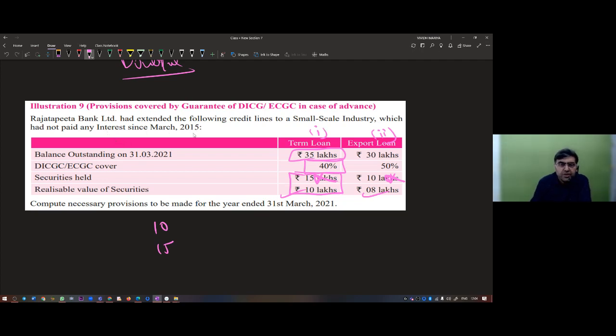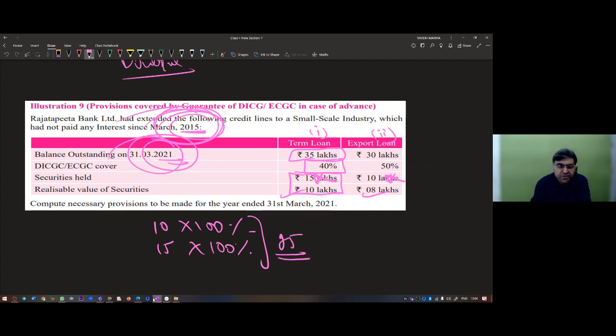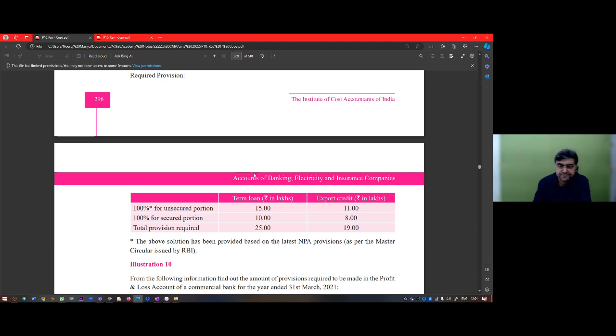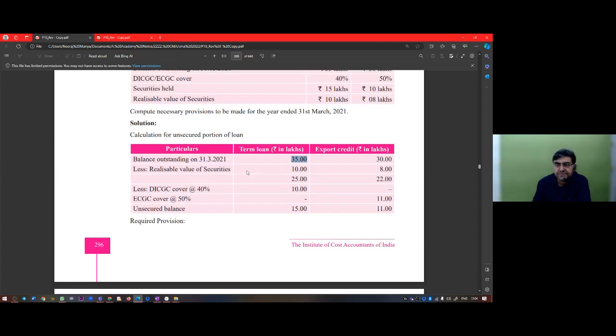We are talking about which kind of 15, 21. These are doubtful for more than 3 years. So for secured, you will create provision of 100%. For unsecured, you will create provision of 100%. Answer is 25 lakhs. Same ditto copy, cut, copy, paste. Second answer is again same.